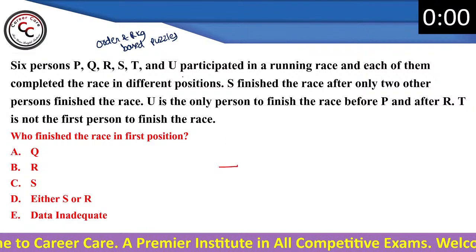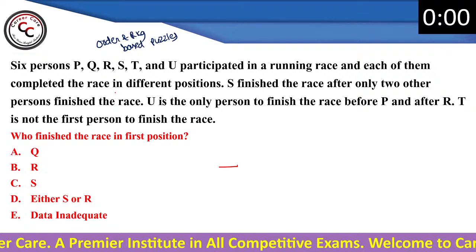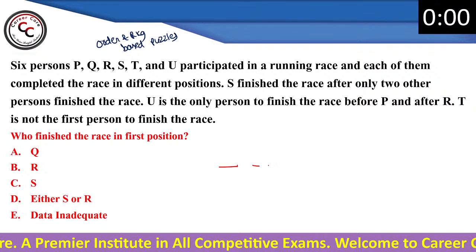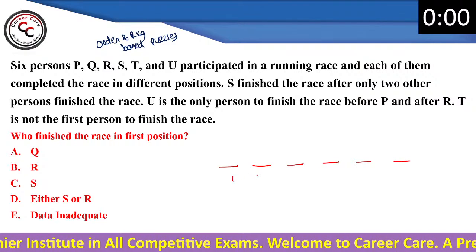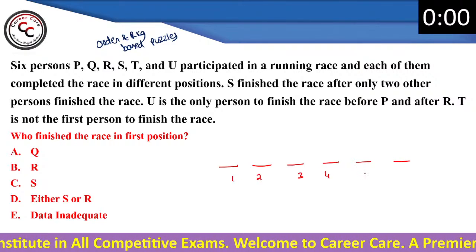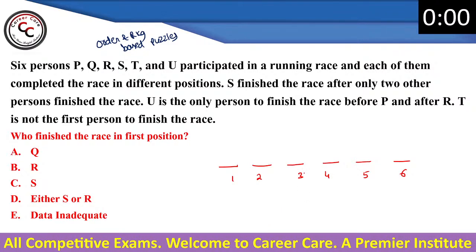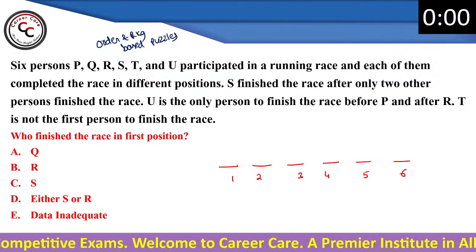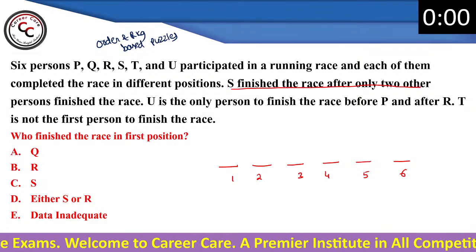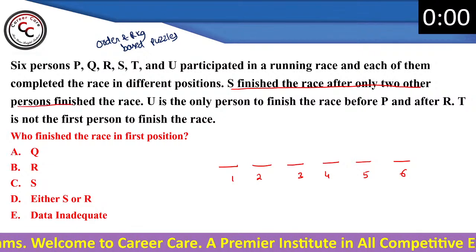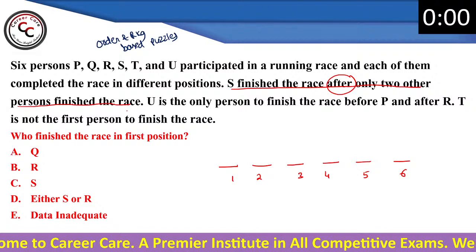Total there are 6 persons participated in a running race and each of them completed the race in different positions. First place, second place, third place, fourth place, fifth place, sixth place. So total we have 6 persons. Okay. Now look at the given question. Given data. S finished the race only after 2 other persons finished the race.